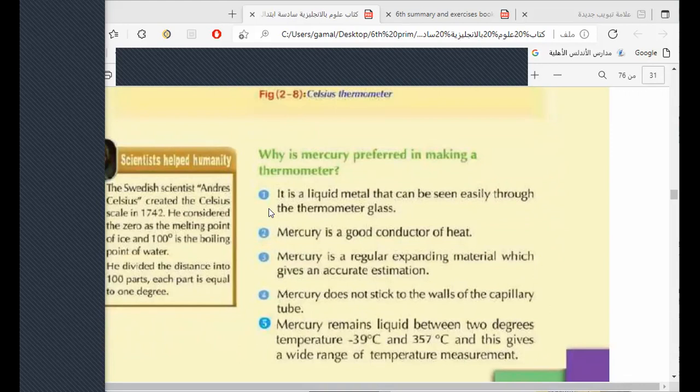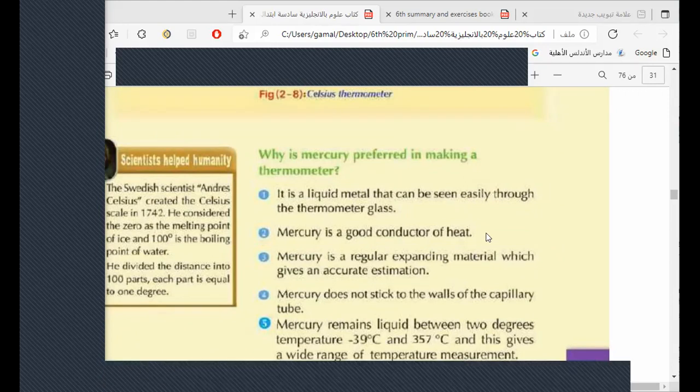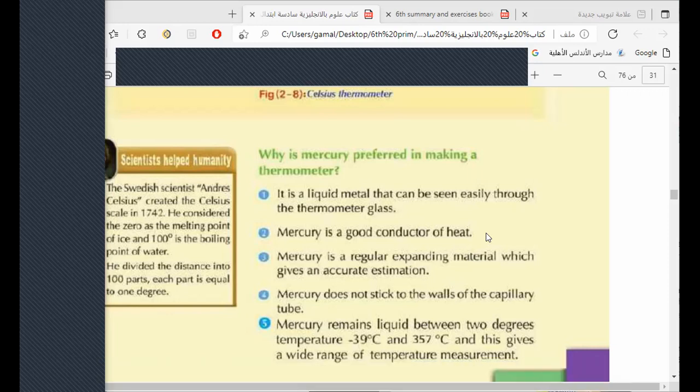Okay. Now I have a question. Yes, Hamza. Must we know the things about Andreas Celsius? Andreas Celsius. You have to know he is a Swedish scientist, and he was the first one who made the Celsius thermometer. You have to know he is the inventor of the Celsius thermometer. You have to know this, okay?